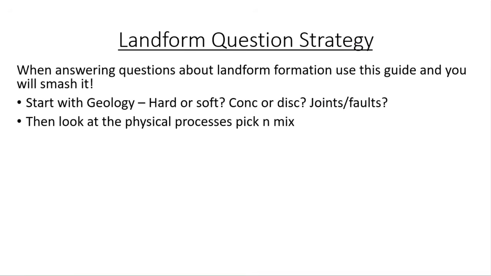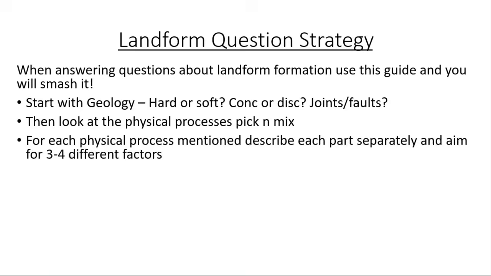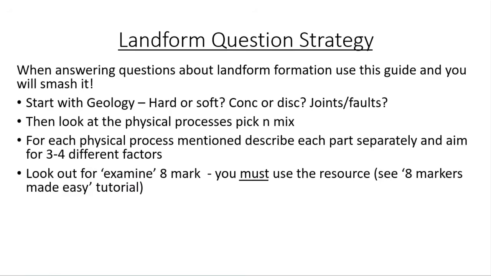You can then look at the physical processes, so pick a mix: the weathering, erosion, mass movement, and pick which ones are relevant to help you explain how that thing was formed. So try and get at least 3 or 4 different factors for any landform. But also look out for exam questions.